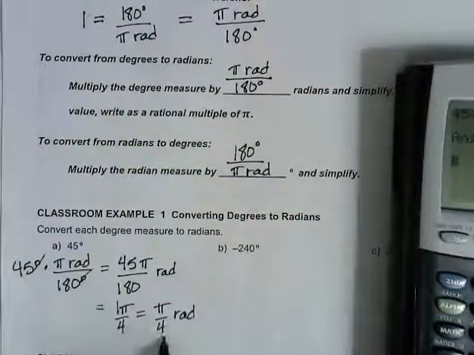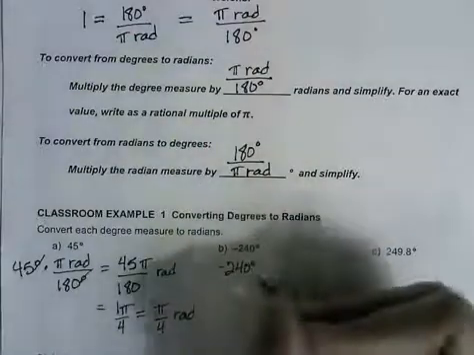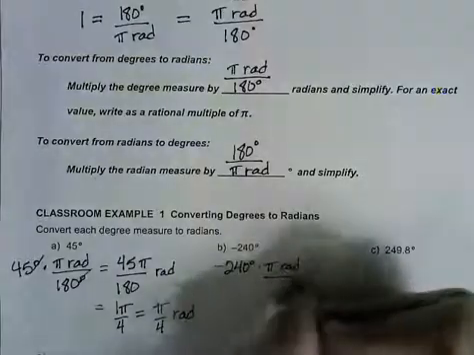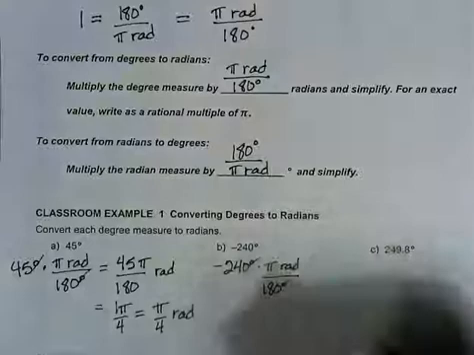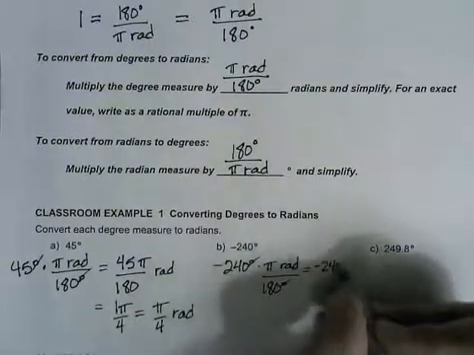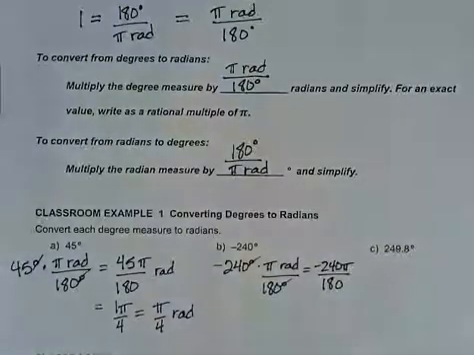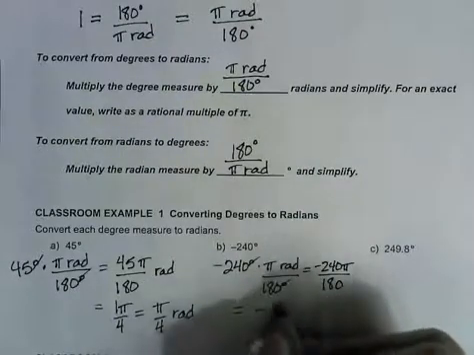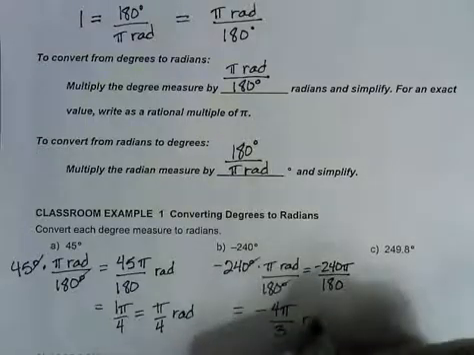45 degrees is the same as pi over 4 radians. I'm going to do the same thing with this one. So I'm multiplying my negative 240 times pi over 180 degrees. My degrees cancel out, and that gives me negative 240 pi over 180. I want to reduce the number part of this fraction. That's going to give me negative 4/3, so I would write that as negative 4 pi over 3 radians.